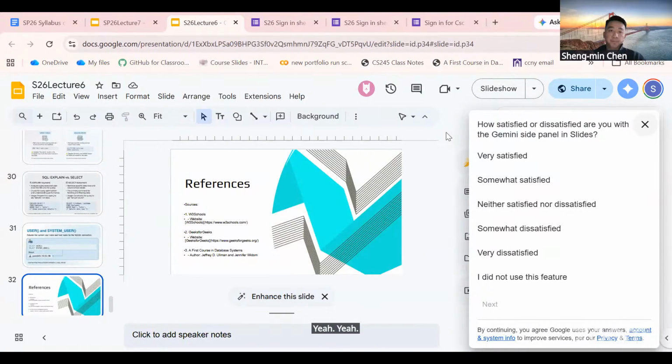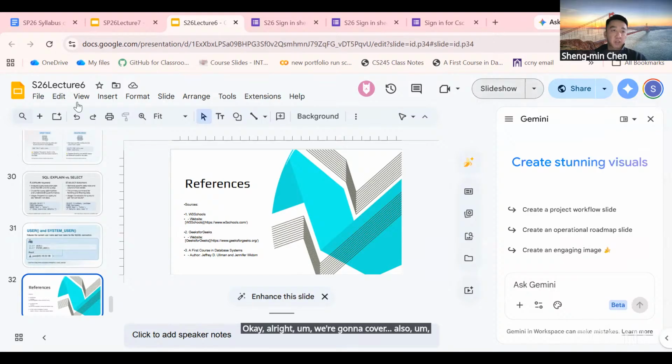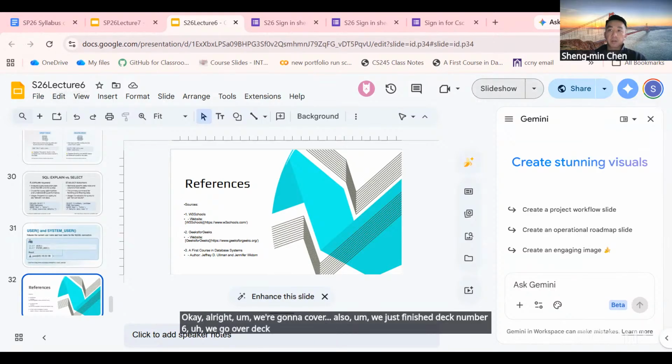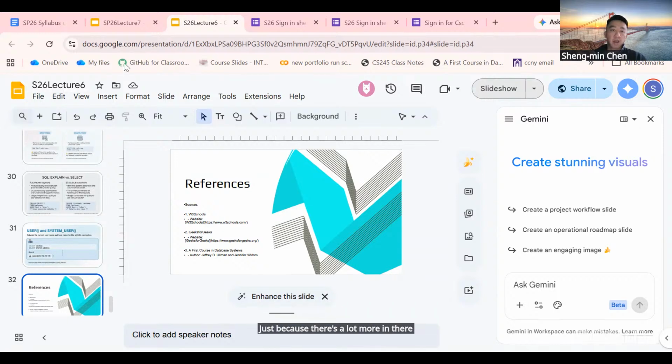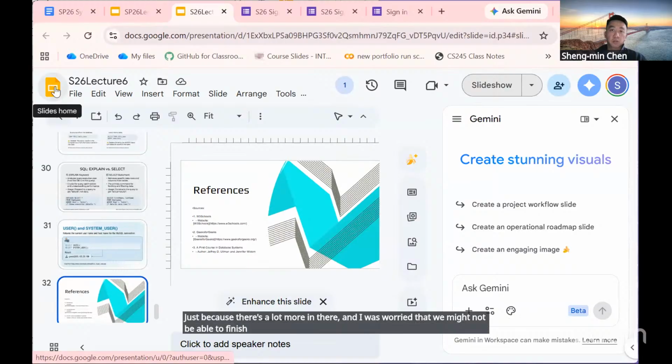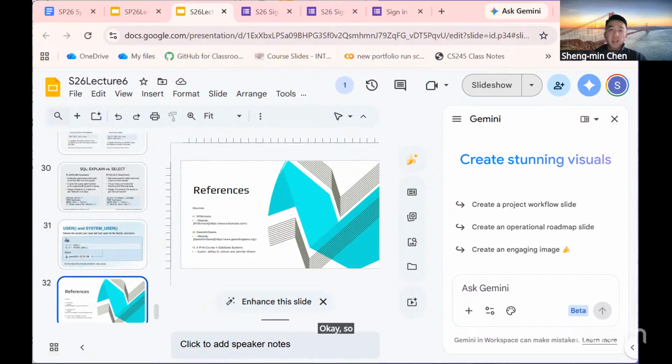Okay. All right, we also just finished deck number six. We're going to go over deck number seven, just because there's a lot more in there, and I was worried that we might not be able to finish. So we'll take a quick 5 minute break.